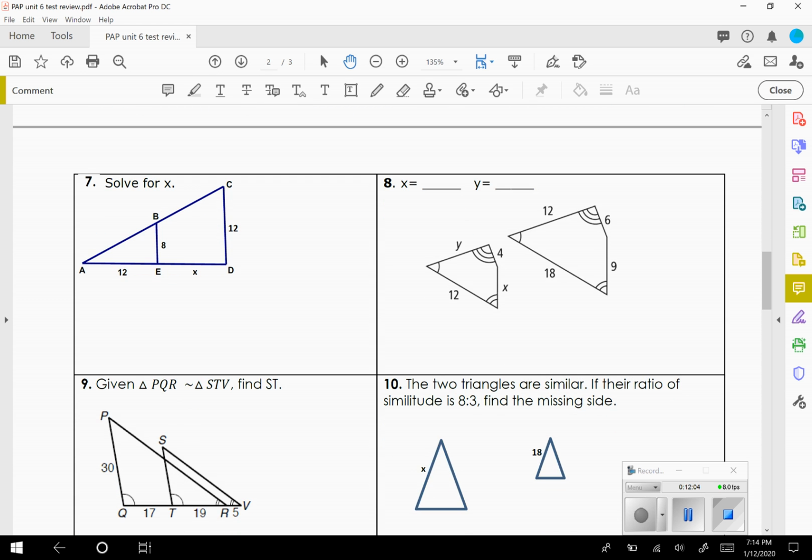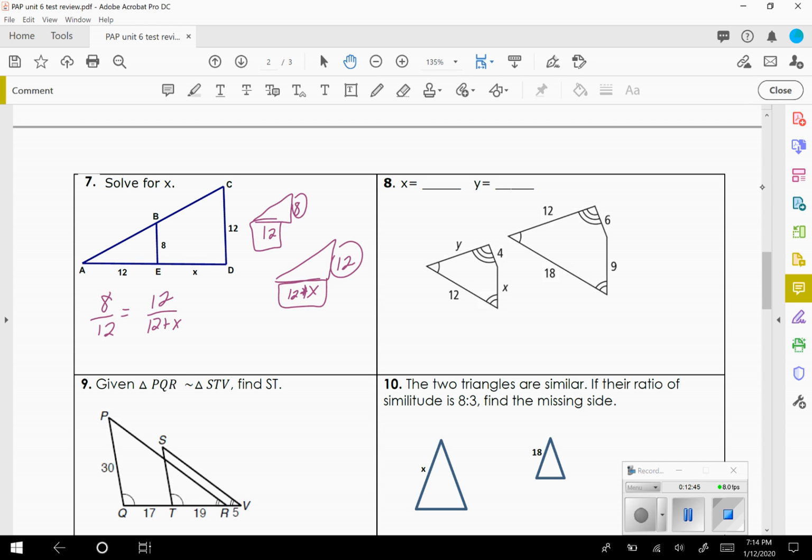Alright, question 7. Solve for x. Okay. We don't know if these are parallel. Okay. And we also don't have the other side parts here, so we can't use that proportionality thing. So we have to look at these as two triangles. So we have the 12 and the 8. And we have 12 for that side there, and this is 12 plus x. Okay, so 8 to 12, I'm doing these guys together, would be equal to 12 over 12 plus x.